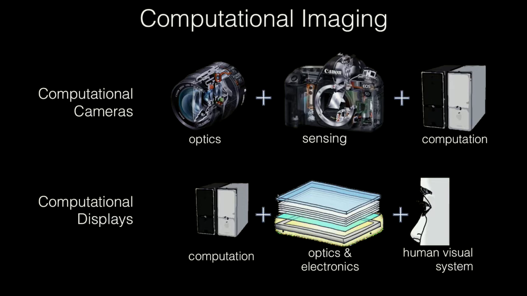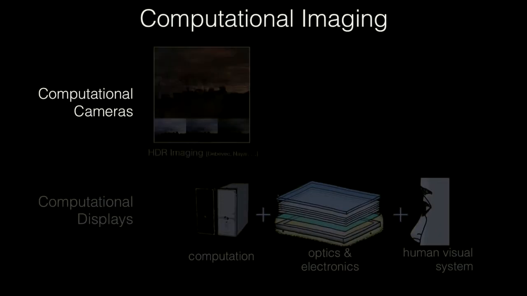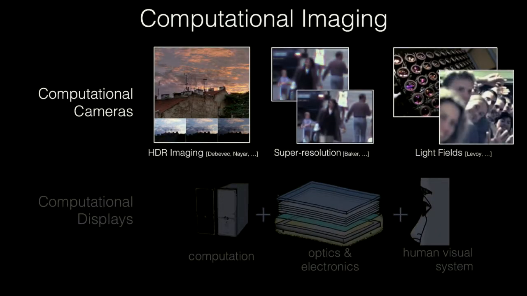The same kind of paradigm also applies to computational displays, also where we co-develop and co-design electronics, optics, and algorithms while exploiting the limitations of human vision to deliver new kinds of experiences. So let me give you a couple of examples. Computational imaging has been around for maybe 10, 20 years now, and some examples include high dynamic range imaging. That's something that you've implemented on your cell phones today.